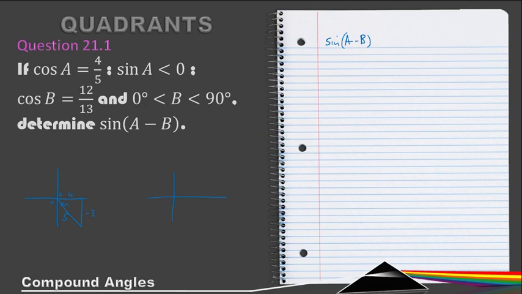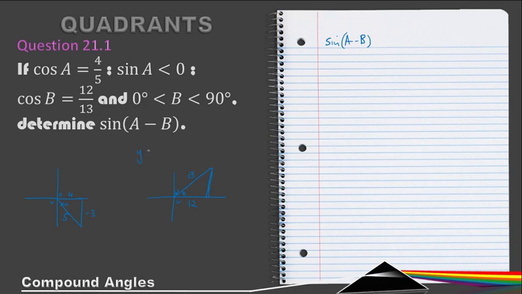Alright, and then to find the angle of cos B, now this one is positive over here, so it's going to be either these two quadrants. Our restriction says 0 to 90, so it's going to be the first quadrant, just from 0 to 90. Now cos is adjacent over hypotenuse, so if this is my angle B, adjacent is 12 over 13. So let's use Pythagoras to find this side over here.